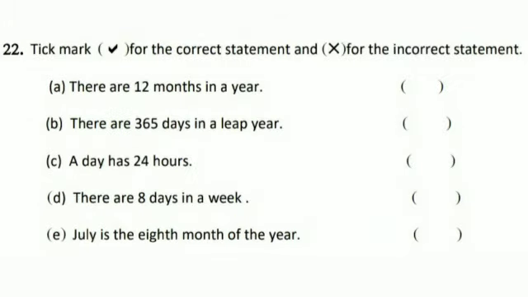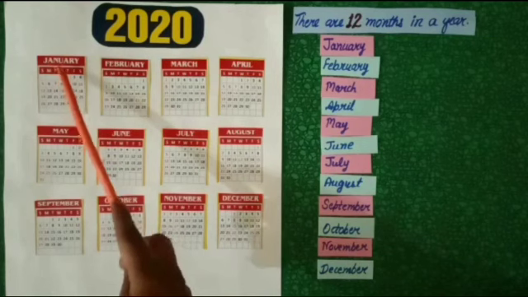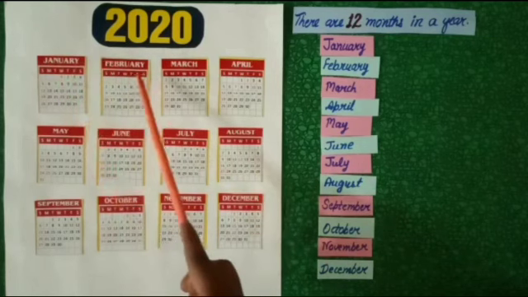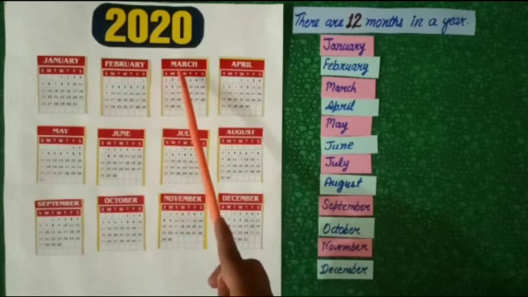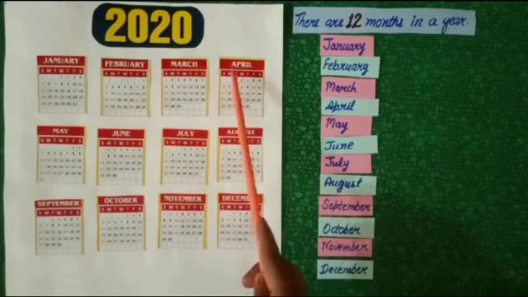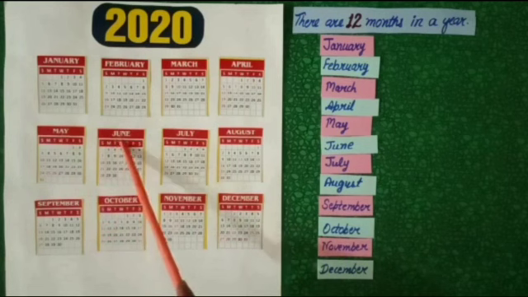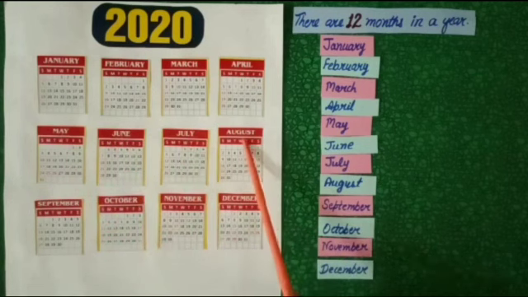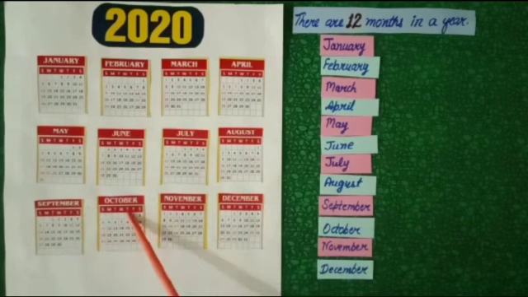Now question number 22 is tick for the correct statement and cross for the incorrect statement. Our first statement is there are 12 months in a year. First month of the year is January. Second month is February. Third is March. Fourth is April. Fifth is May. Sixth is June. Seventh is July. Eighth is August. Ninth is September. Tenth, October. Eleventh, November. Twelfth, December. So there are 12 months in a year.